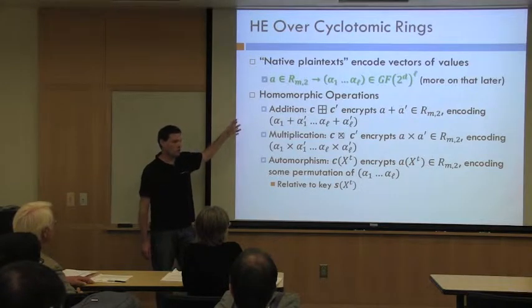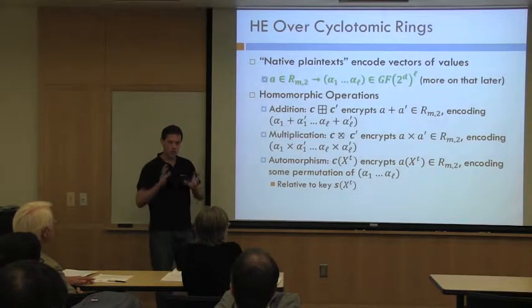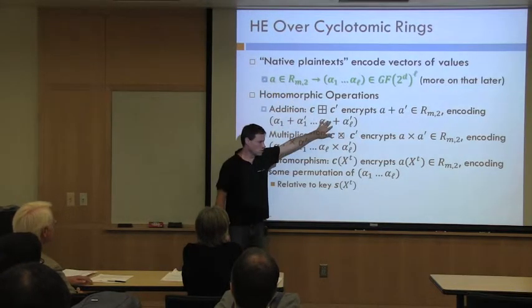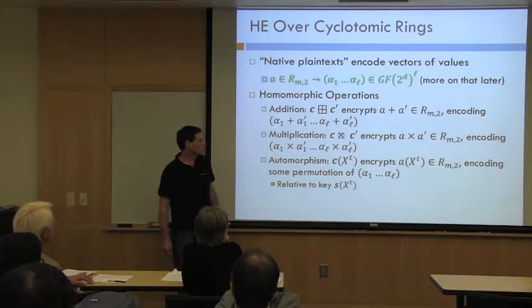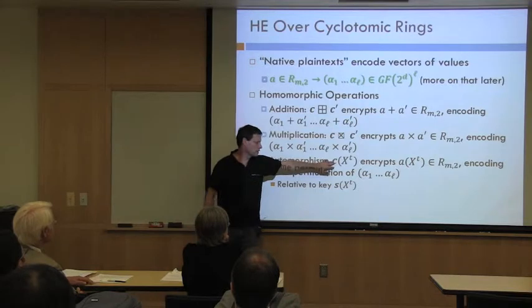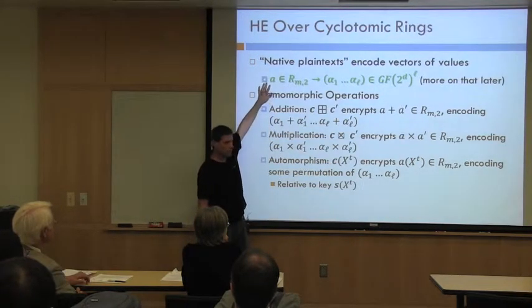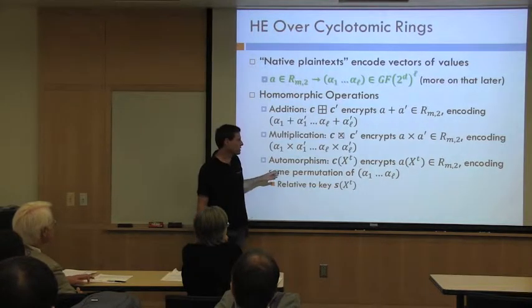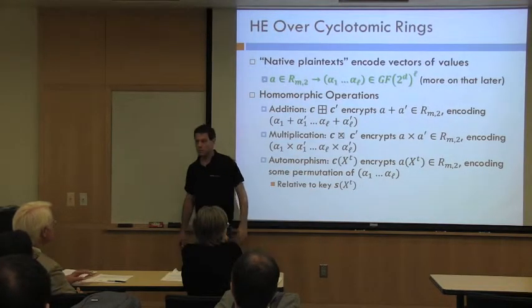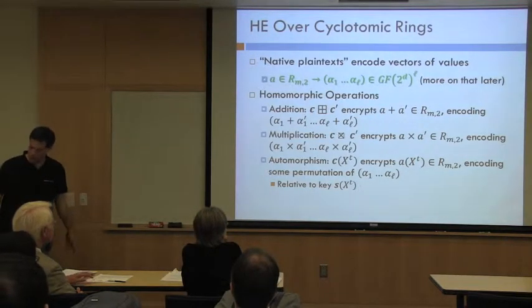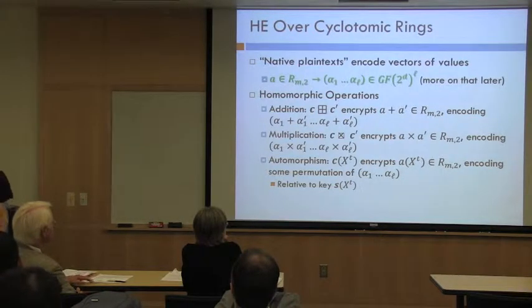since this is homomorphic encryption, there is a way for you to do operations on ciphertext that would induce the addition and multiplication in the ring here, which in turn would induce the component-wise addition and multiplication in GF(2)^D. You can apply the automorphism to your ciphertext plus key switching, which would imply applying the same automorphisms on the plaintext, which will in turn permute these plaintext slots in some ways. Relative to a different key, and then you apply key switching. Let's ignore that. Just remember that these are the operations that we can do.